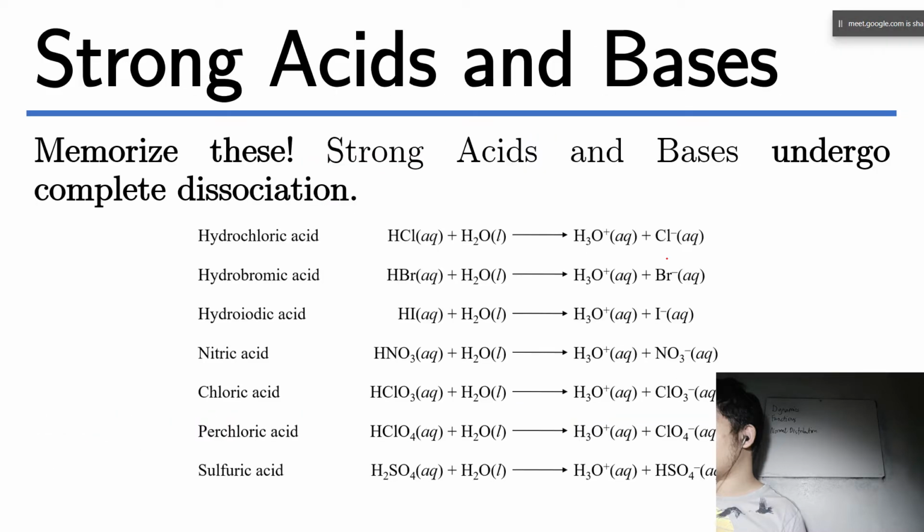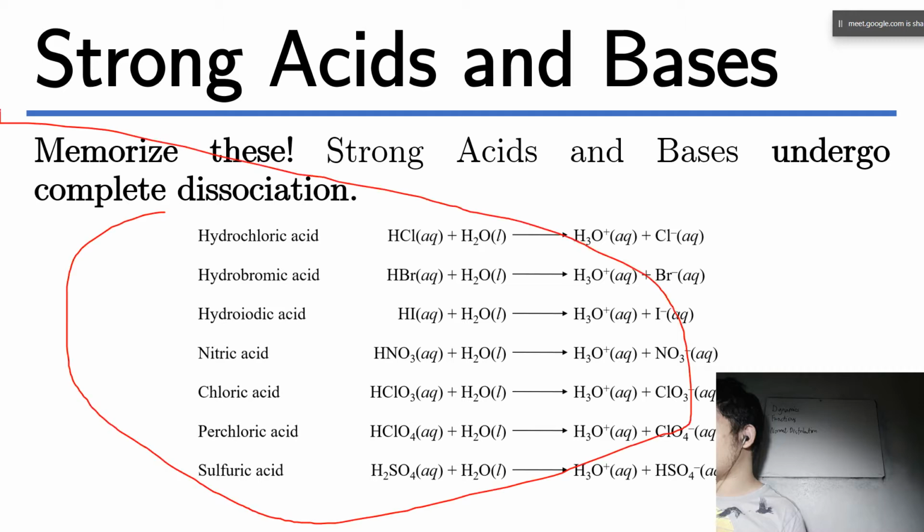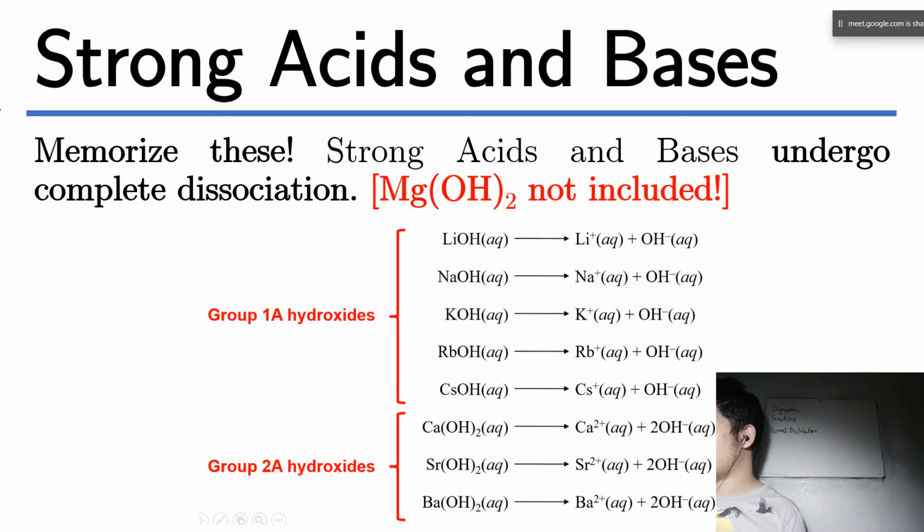Strong acids and bases undergo complete dissociation, no? Ito lang yung strong acids. Remember, D7. Lahat ng wala dito, weak acid yon. Okay? Next, kapag naman strong base, ito lang, no? Group 1A and 2A hydroxides except for MgOH2, no? And magnesium hydroxide, di siya included, okay?